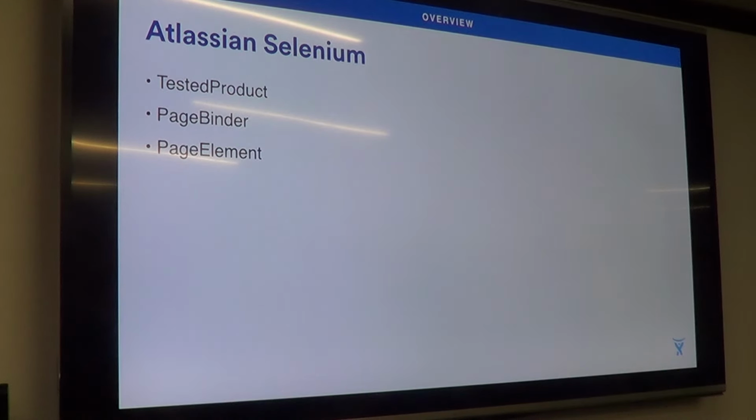So Atlassian Selenium is the thing that we built that sits on top of WebDriver. There are three core APIs in it to help you build page objects and write tests. They are TestedProduct, PageBinder, and PageElement.